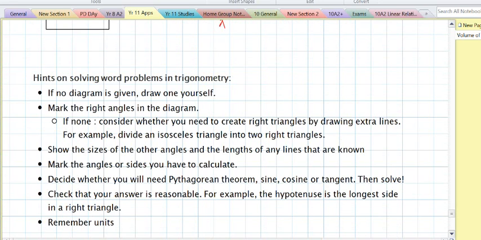Then check your answer's reasonable. So you don't want any negative sides, you don't want negative angles, and you don't want the hypotenuse to be one of the shortest sides in a triangle, it should always be the longest. And when you answer, remember units. So if they ask how many meters of elevation a man has gained, then you need to be answering in meters.